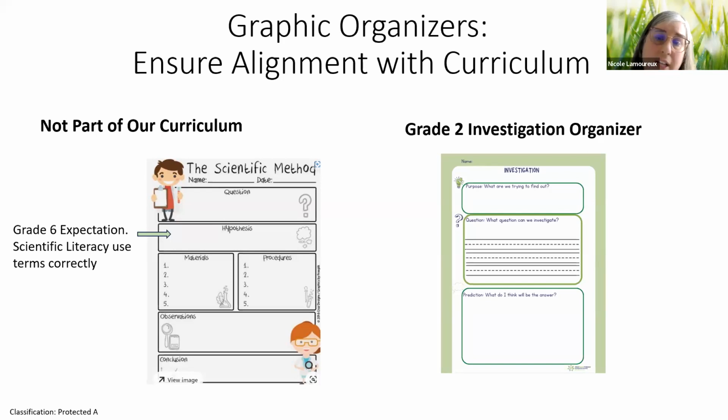Now, what I have developed and will be shared out with you today is an investigation template for each grade level. You can see here, grade 2 is, what are we trying to find out, the purpose? What questions are we investigating? You can use that or modify it to your liking, or you don't have to use the whole thing. You can use part of it as they're working through different parts of an investigation, or as a guide.